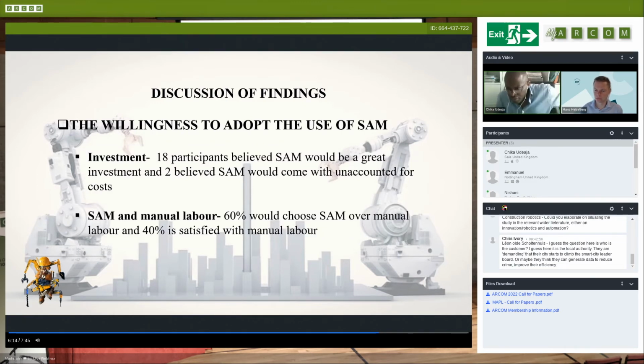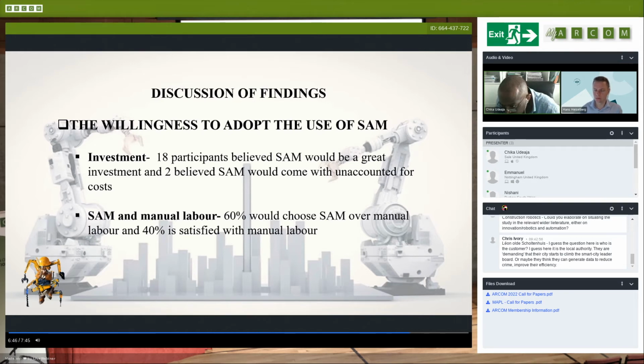Under the theme of the willingness to adopt SAM, we had 18 people who believed that SAM would be a great investment, and 2 who believed that SAM will come with unaccounted for costs. The 18 participants believe that, looking at the potential benefits, the adoption of SAM will be a great investment, and the other 2 believe that SAM will be more costly and more unpredictable than manual labor.